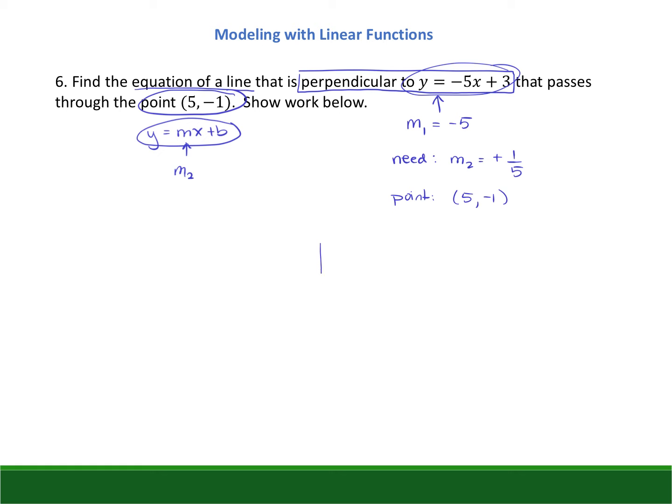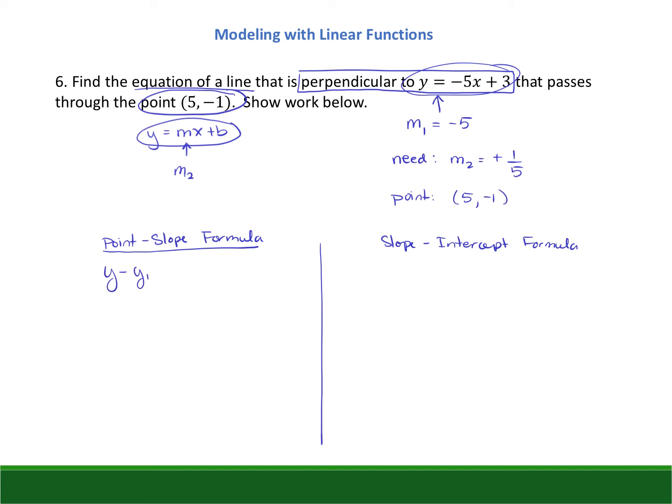So again, you can use whichever method you want. You can either use the point slope formula to write that equation, or you can use the slope-intercept form. I'll do both again, and you pick whichever method you're most comfortable with and stick with that. So I'll do the point slope formula first. That's y minus y sub 1 is equal to m times x minus x sub 1. So here I can call this point 5 x sub 1 and that negative 1 y sub 1.